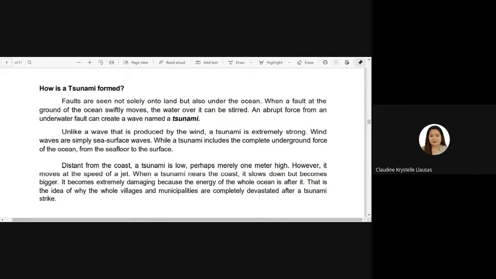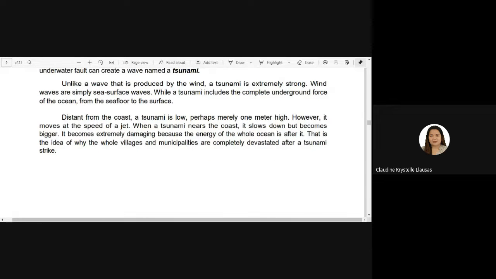So a tsunami includes the complete underground force of the ocean from the seafloor to the surface. Imagine, a seafloor is ang ilalom nga portion sa dagat. So gikan didto hangtod ibabaw. Imagine the bigger wave that it will produce. So distant from the coast, a tsunami is low, perhaps merely 1 meter high. However, it moves at the speed of a jet. So when a tsunami nears the coast, it slows down but becomes bigger.